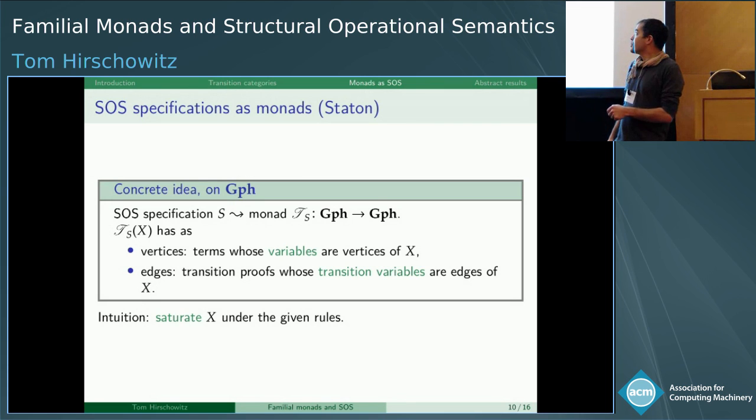So given a source specification S, what does the corresponding monad TS do on graphs? Well, you start from a graph X, then TS of X has as vertices the terms with variables whose variables are vertices of X, okay? And as edges, it has transition proofs according to the source specification you started with, but with axioms in X. So you can take as axioms edges of the argument graph, okay? So the intuition is that you start from X and then you saturate it under the source rules that you consider.